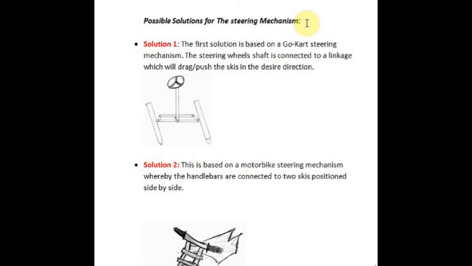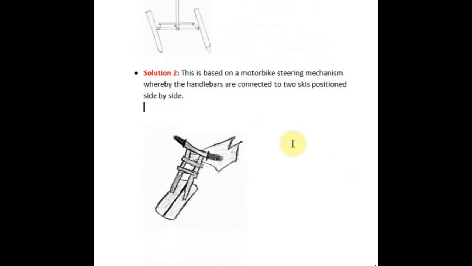Let's see. So, solution 1. It is based on a go-kart steering mechanism with linkages which drag the skis left and right to steer. The second solution I have outlined in black for clarity for this video. Make sure yours is nice and neat with a sharp pencil.